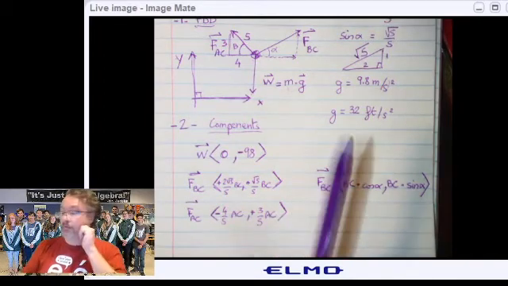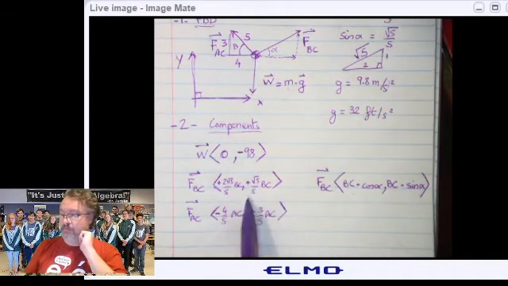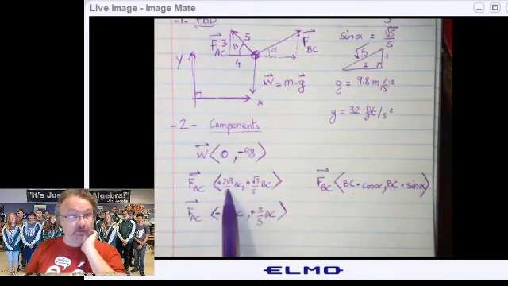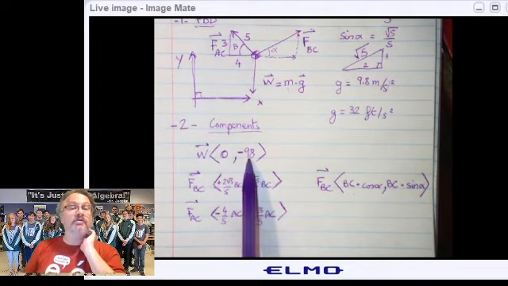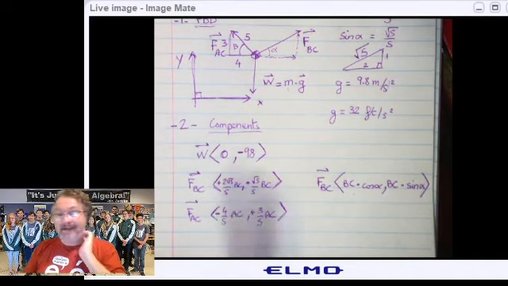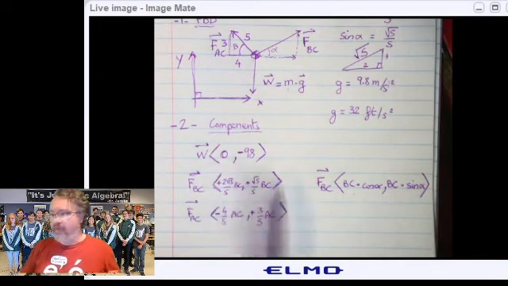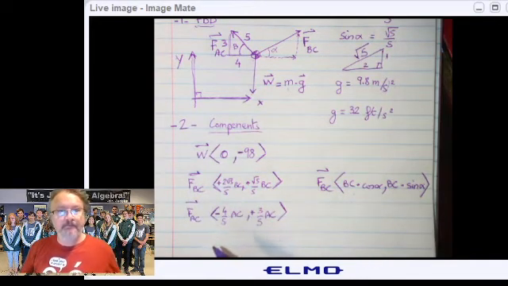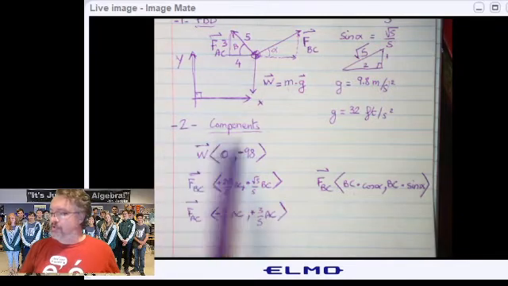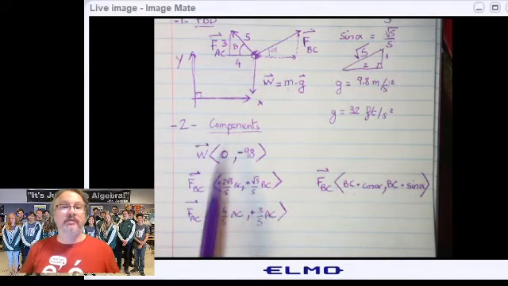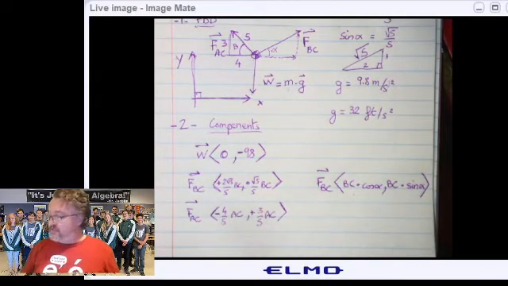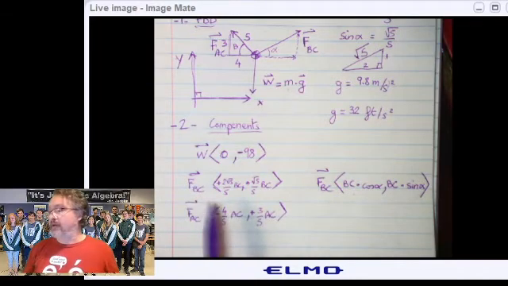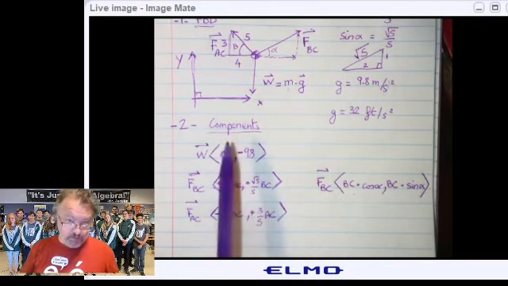So I have all my components here of the vectors. Some of them are known right here. Some of them are not, but I did what I could within what was given to me. So that's the second aspect of this process, finding the components. The third aspect is going to be the fact that we are in a state of static equilibrium.